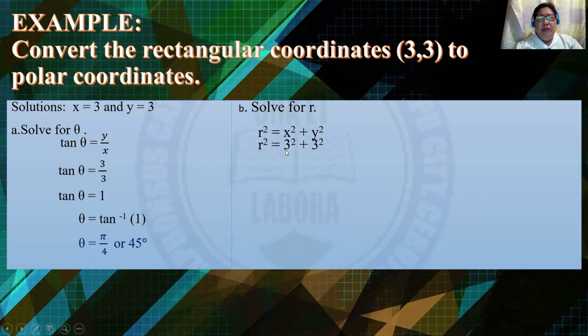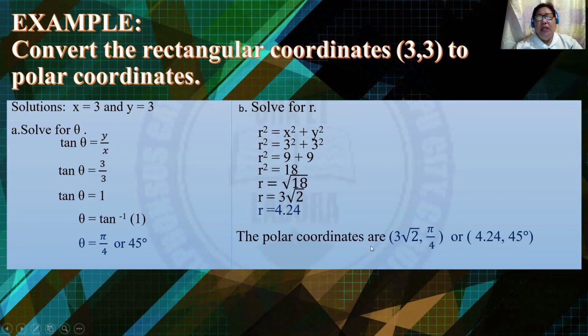Replace x by 3 and y by 3. So you have 9 plus 9 is 18. Extract the square root. So we have square root of 18. And the answer is 3 times the square root of 2. Or we can change it in decimal, 4.24.